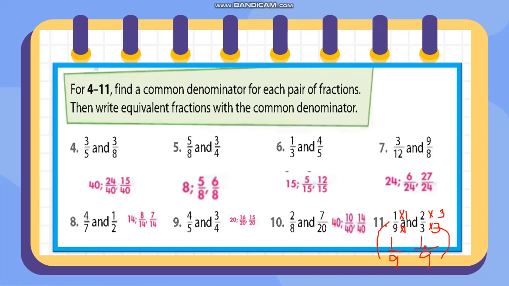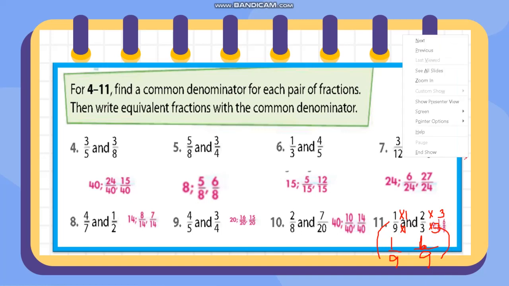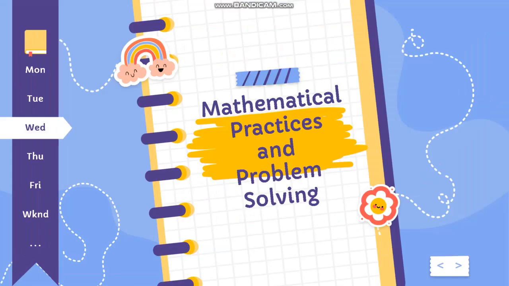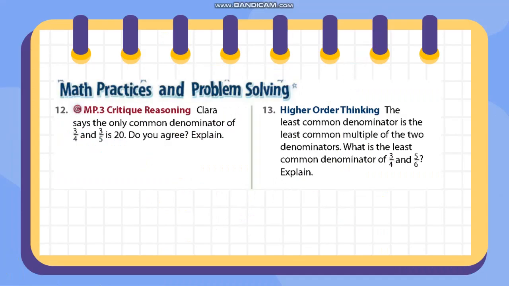So that is the equivalent fraction of 1/9, which is 1/9. Then 2/3 is 6 over 9 or 6/9. Okay, and the common denominator is equivalent to 9. So that is how to get the common denominator and the equivalent fractions. Now let's proceed to the mathematical practices and problem solving.